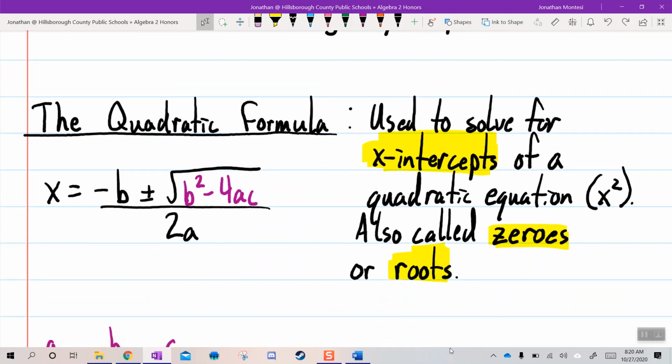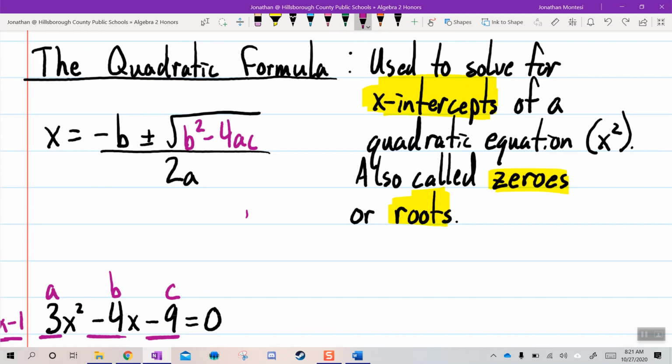And then we have our quadratic formula. x equals -b plus or minus the root of b squared minus 4ac all over 2a. This is used to solve for x-intercepts of a quadratic equation, which is an x squared equation that's a parabola. We're solving to see when does it hit the x-axis? Does it hit the x-axis? If it never hits the x-axis, that's when we have our imaginary solutions. Yeah, pretty much that. Sometimes it might only hit it once.